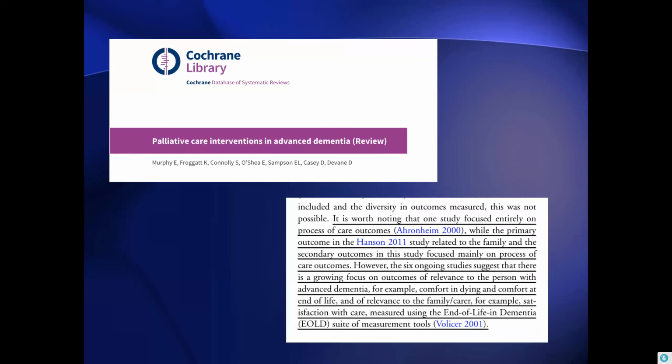And the conclusion of this is it's worth noting that one study focused entirely on process of care outcomes, while the primary outcome in one study related to the family and the secondary outcome of this study focused mainly on process of care outcomes. However, the 6 ongoing studies suggest there's a growing focus on outcomes of relevance to the person with advanced dementia, for example, comfort in dying and comfort in end of life, and of relevance to the family carer, for example, satisfaction with care measured using the following set of tools. So again, a suggestion that the ongoing studies might actually be attempting to focus on outcomes that are of more relevance to the person with dementia and their carers, which does raise the question of, how are we deciding what to measure previously?